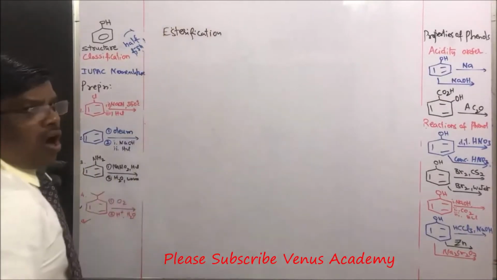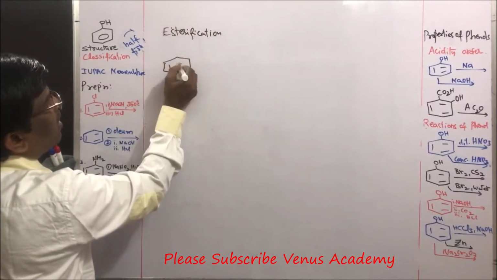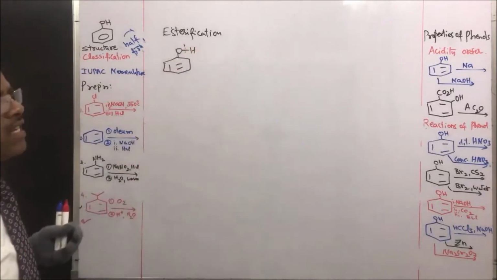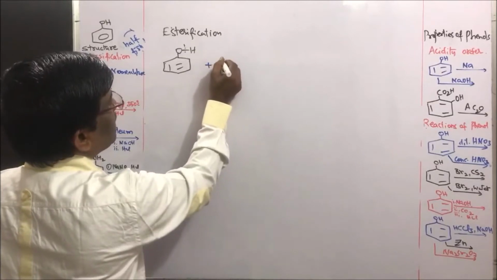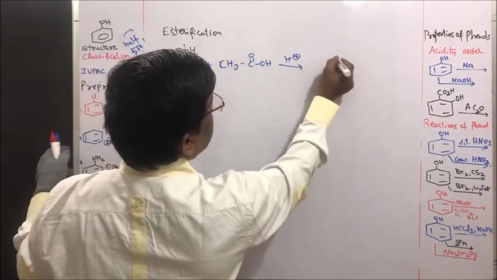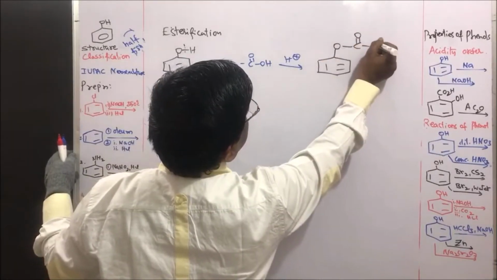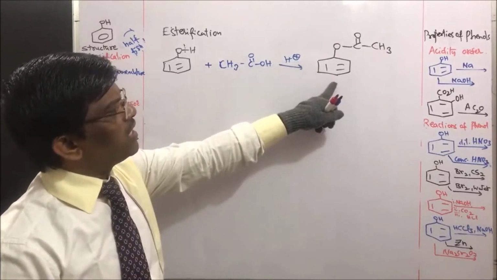Esterification. So how to make esters? Let me take this phenol, and this OH bond is going to be replaced with an acyl group. For example, if I take acetic acid, in presence of H plus ions, it is going to form phenyl acetate. And is this the only method to make esters of these phenols?